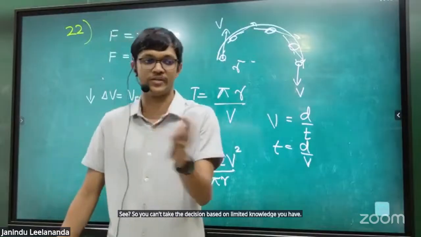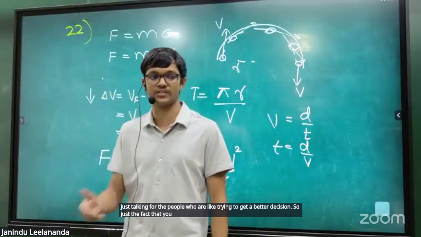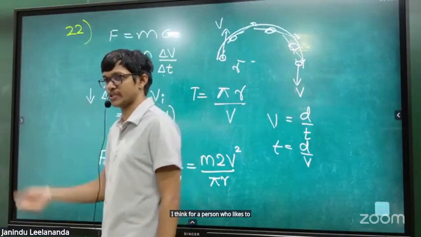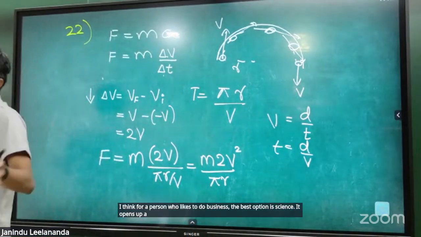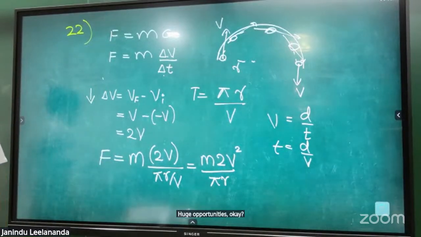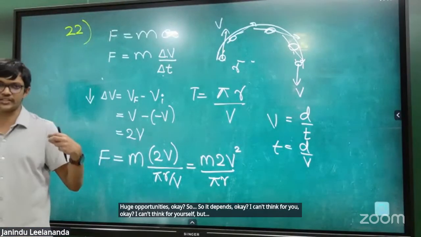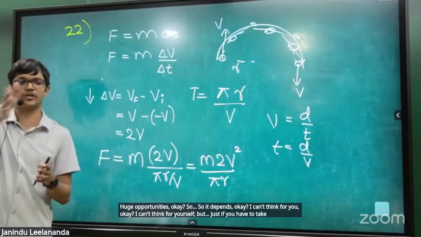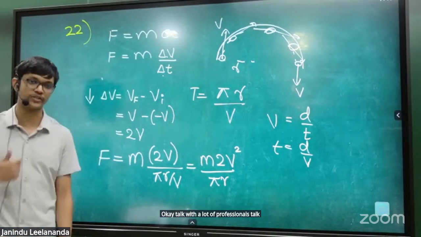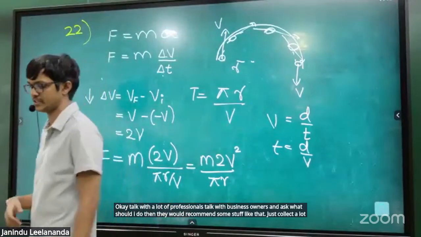I'm just talking for the people who are trying to make a better decision. For a person who likes to do business, I think the best option is science. Why? It opens up a lot of opportunities, huge opportunities. But it depends. I can't think for you. If you have to take this decision, talk with a lot of professionals and business owners and ask what you should do. They will recommend some things. Just collect a lot of information and take the decision.